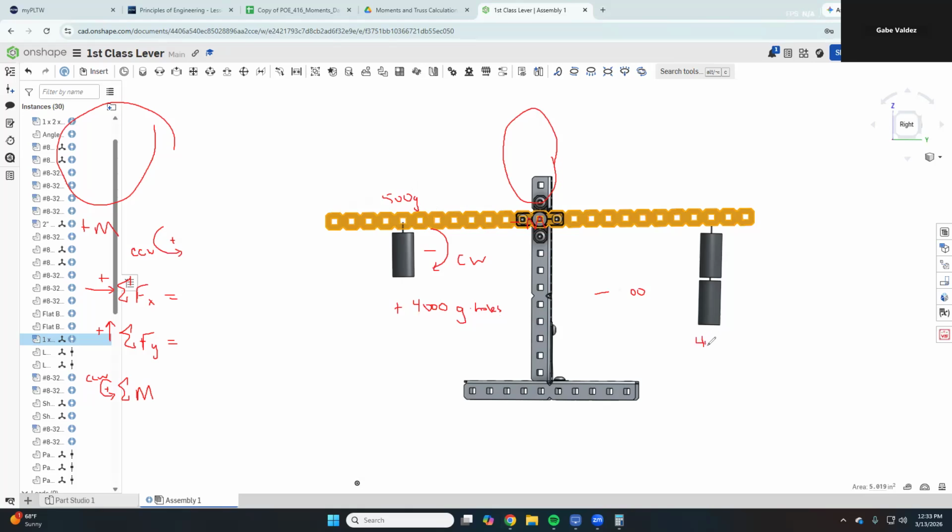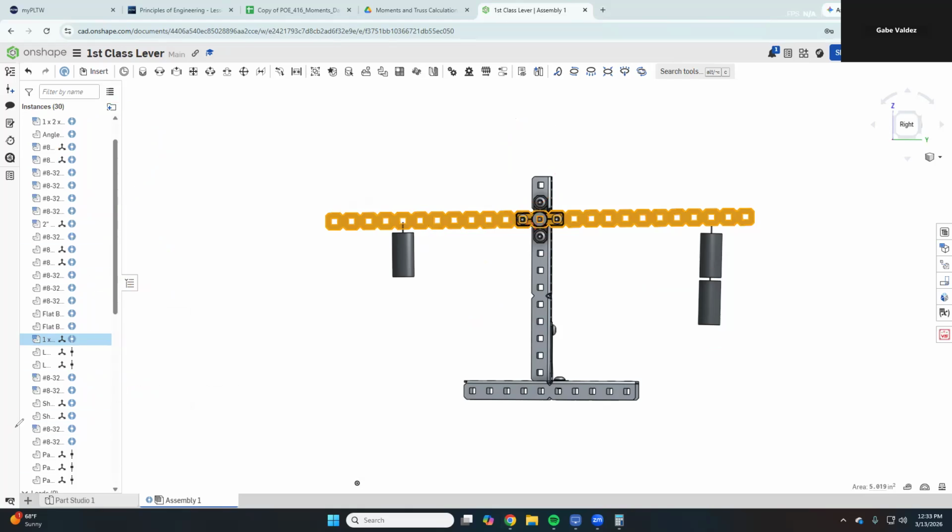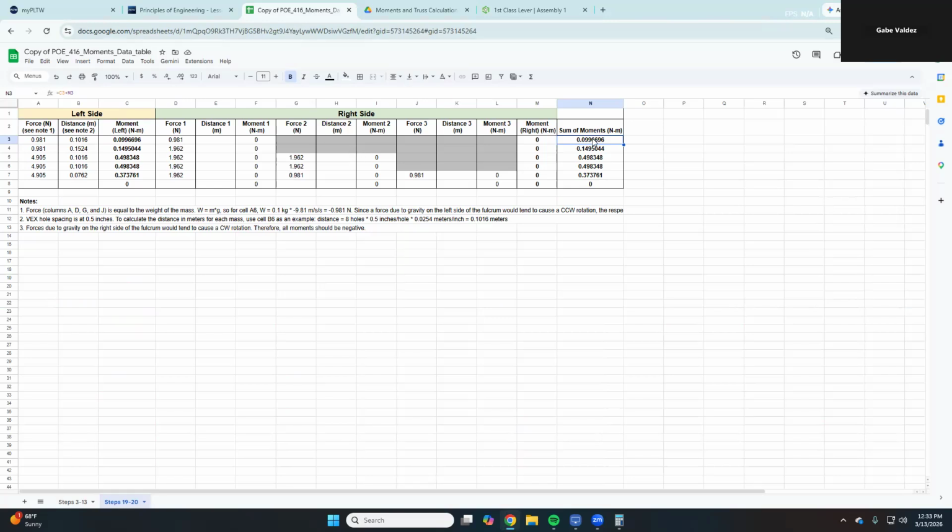And here we have 400 grams. And we're going to put this 10 holes away from my fulcrum. And so that's negative 4,000 gram holes. So when you add these up together, you have positive 4,000 plus negative 4,000. And so that sums up to 0. So what you should see on this second tab here, if you were to take it this far, is that all of these should sum up to 0, showing that you got a balanced situation.